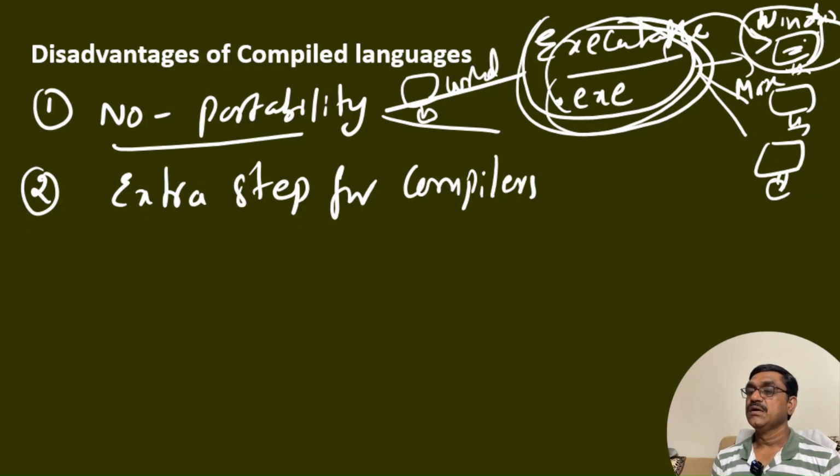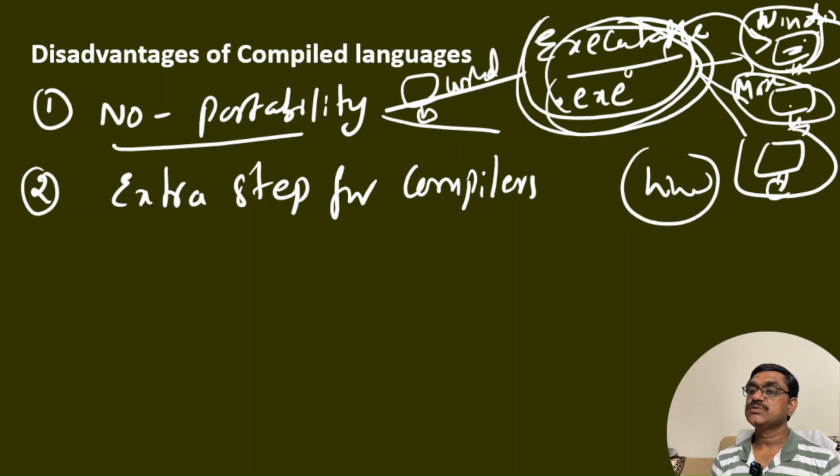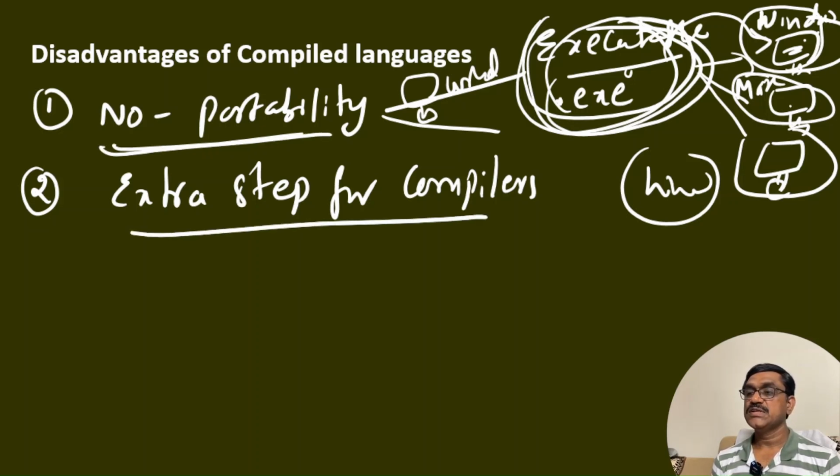But if we want to execute the executable code on a Mac machine, this executable code cannot be executed. Why? The destination machine must use only the Windows operating system. If you use Mac or Linux operating system, this executable code cannot be run. That means it is not providing portability. That means no portability.